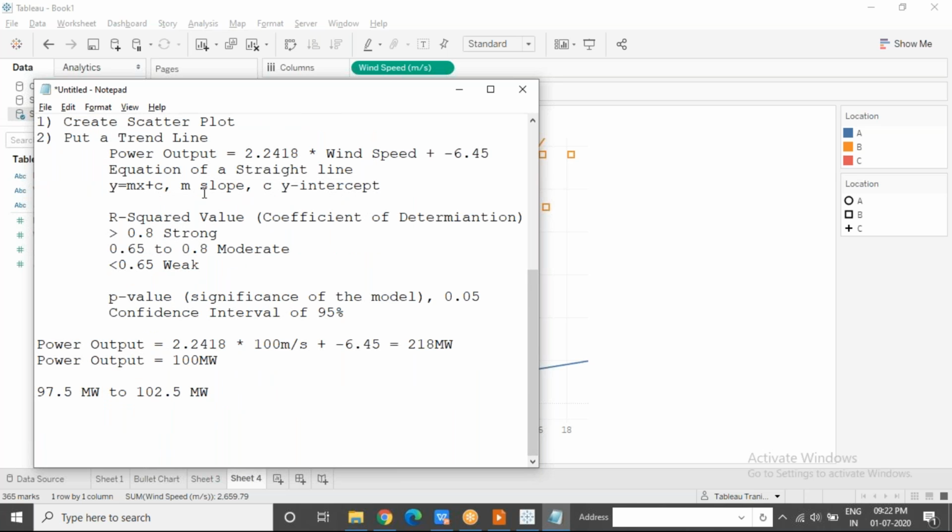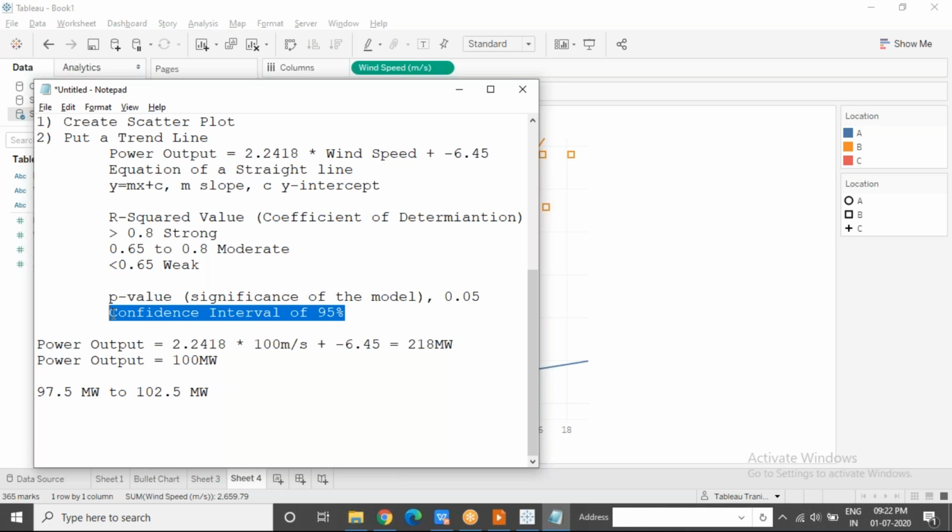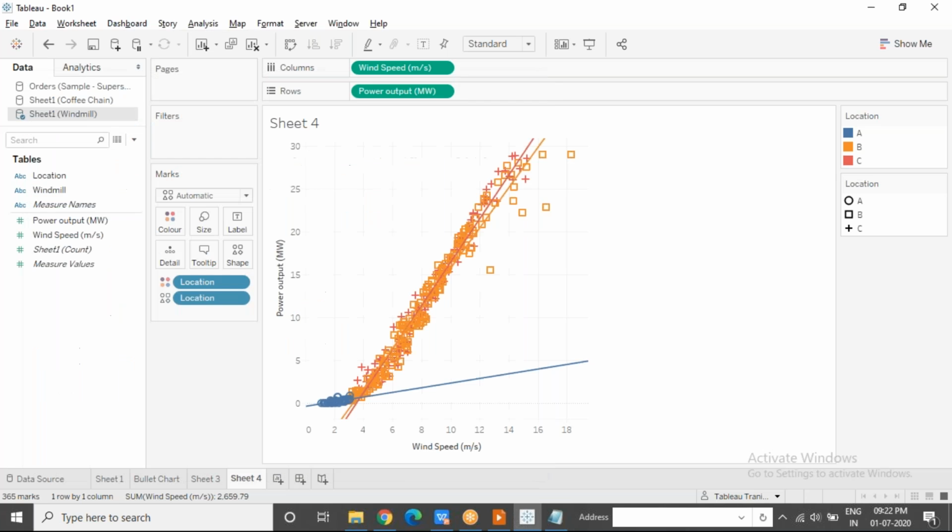So what do we do when we get the equation? We will substitute whatever input is given to us in that equation, and we will be able to determine the output. However, because the model itself is built at a confidence of 95%, we will always put a plus or minus 2.5, which is 5% fluctuation. In this scenario where we created a scatter plot, we have collected data from 3 different locations, and using a single trend for the entire data may not be correct. Therefore, we have decided to take the dimension to the color shelf, and Tableau will automatically compute a trend per color.